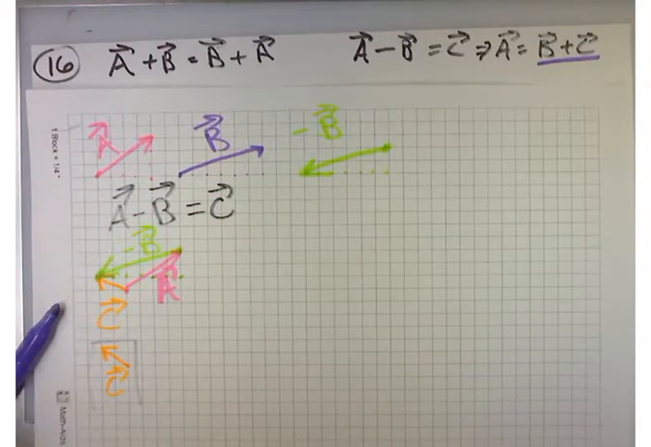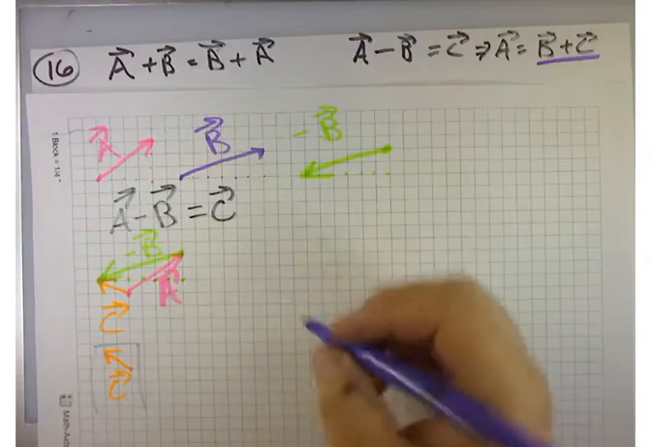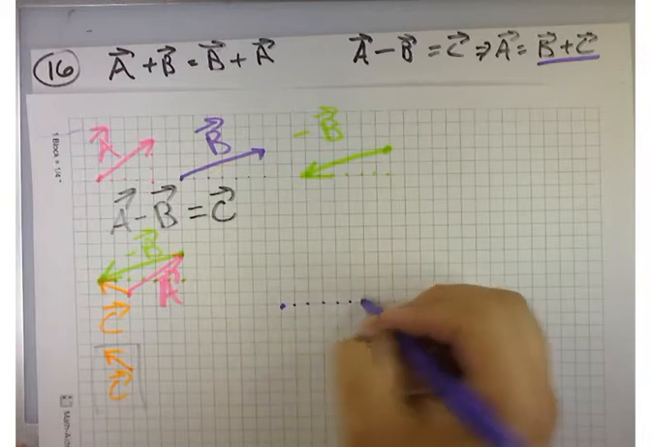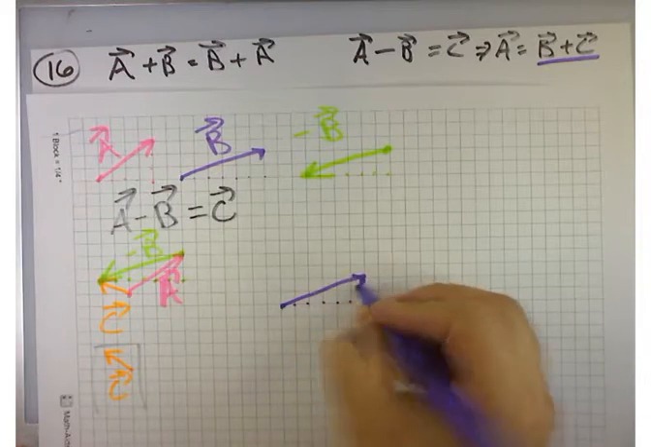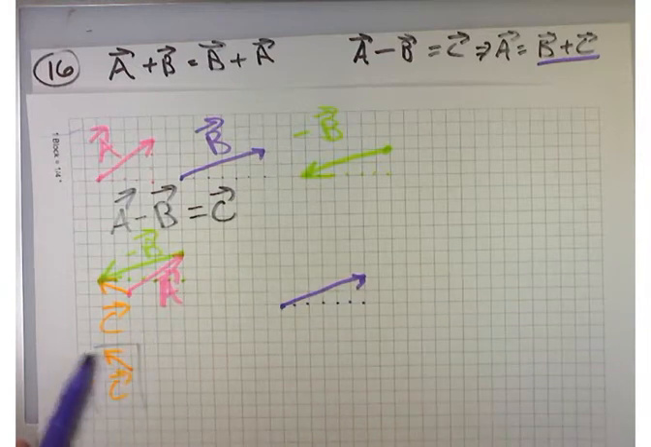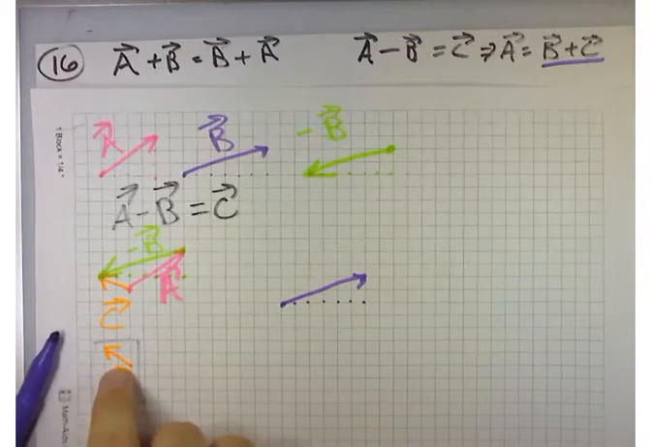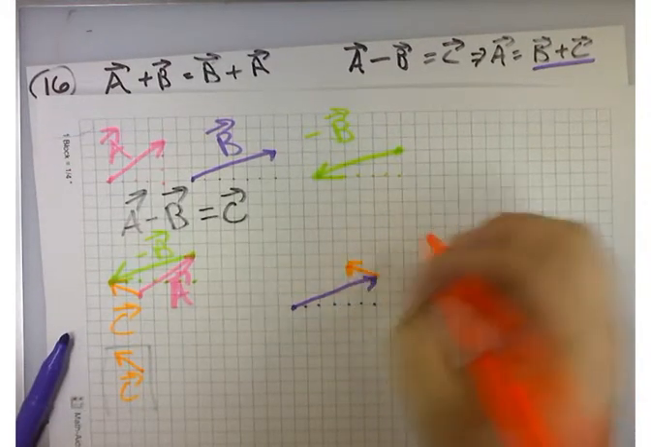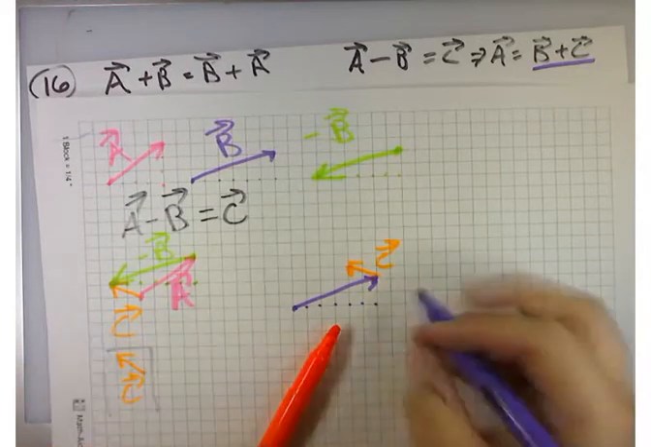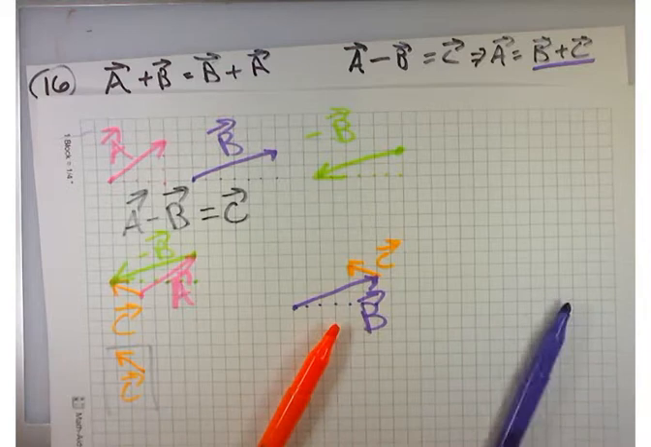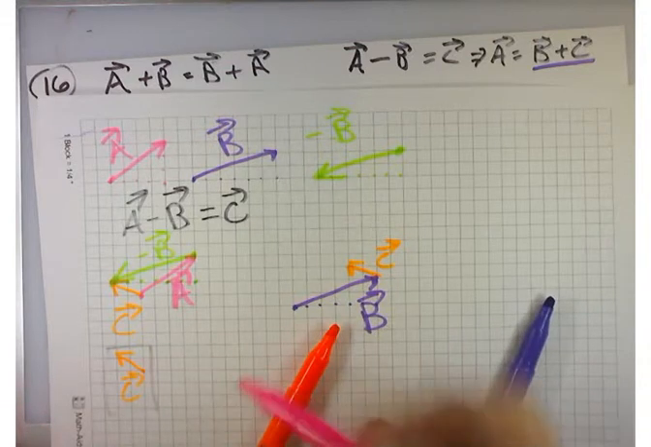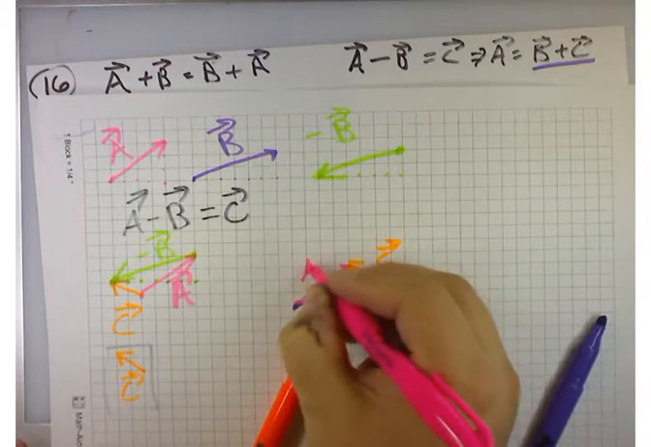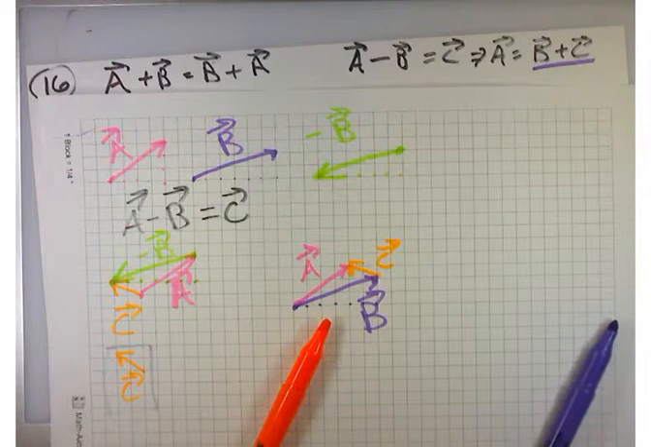So the first thing I want to do is start with B. Well, B, I'm going to start here and I'm going to go over 1, 2, 3, 4, 5, 6, and then up 2. I've drawn B. Now what is C? C is, I'm just going to go over here and go from here to here, right? That's C. This is B. Now, connecting tip to tail from here to here, shouldn't that be A? Is it? How could I verify it?